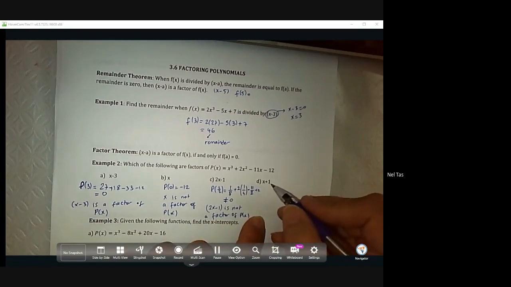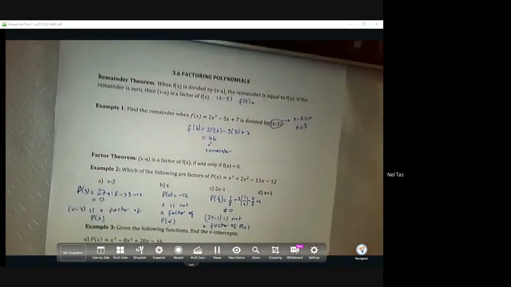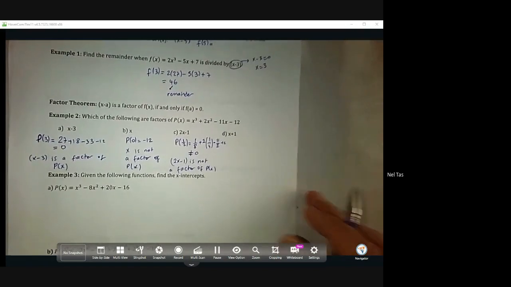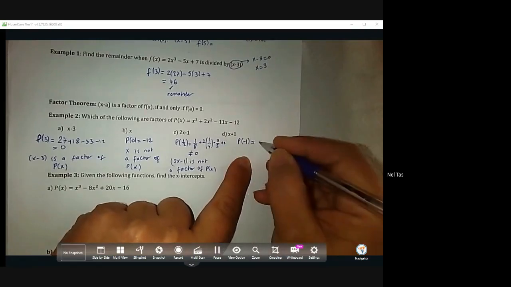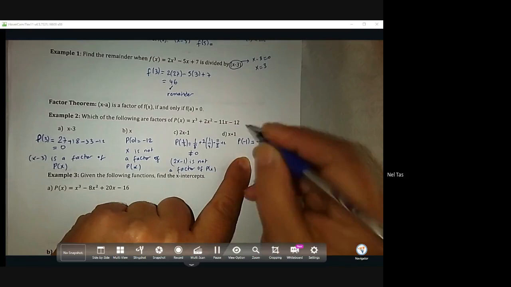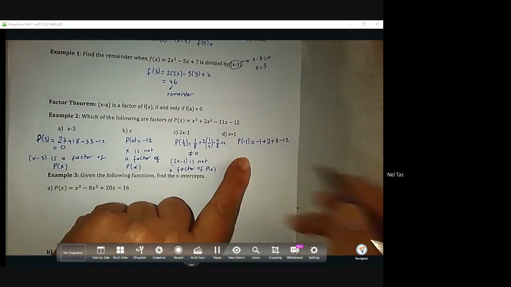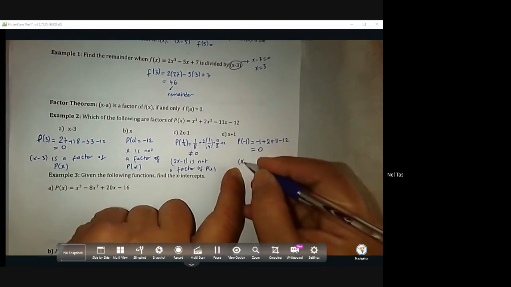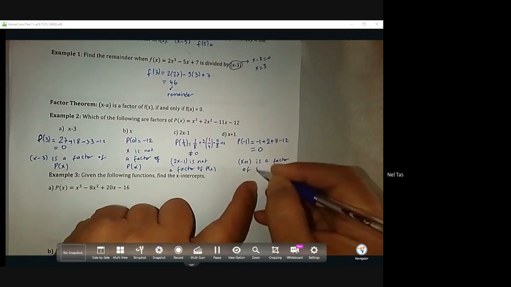Let's check the next one. We see x plus 1 here. If you make this equal to 0 and solve for x, you get x equals negative 1. Okay, so we are going to substitute negative 1 in the p function. So we get negative 1 plus 2 times negative 1 squared is 2. Negative 11 times negative 1 is plus 11, minus 12. So we get from here 0. Therefore, x plus 1 is a factor of p of x.